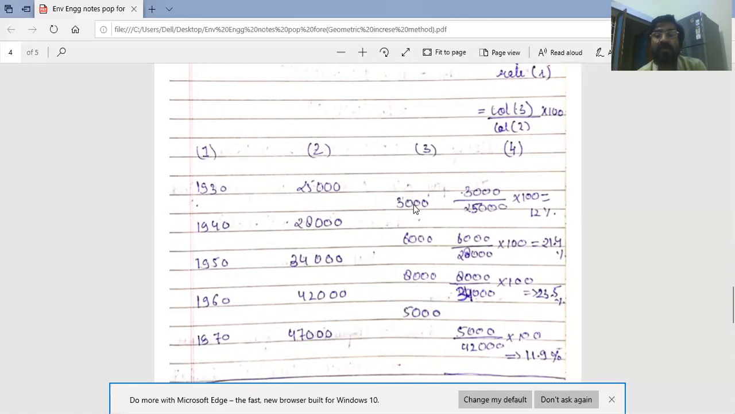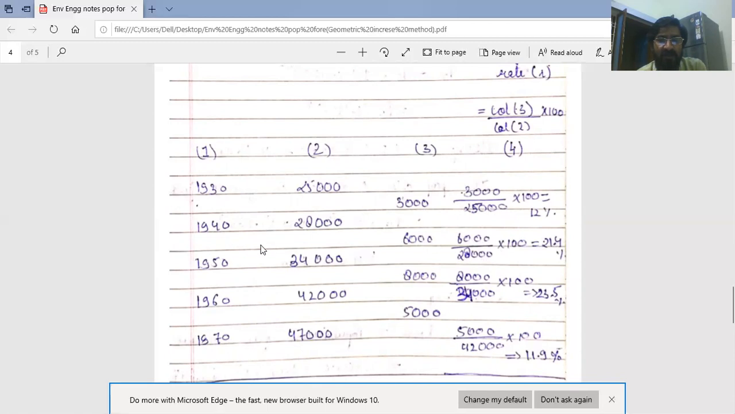Now we can use geometric increase method. Find out the growth rate. An increase of 3,000 over the population of 25,000, so growth rate is 3,000 upon 25,000 into 100, which is equal to 12% growth rate in one decade, the 1930 to 1940 decade. Similarly, 6,000 growth in the second decade, so percentage wise growth rate is 6,000 upon 28,000 into 100, which is equal to 21.4%.